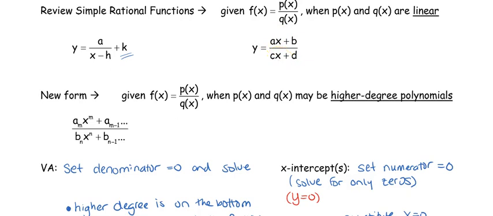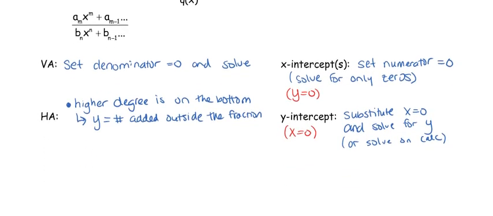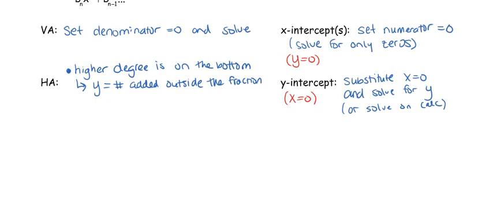a linear on the bottom. The same rule is going to apply, except for now we could have x squared on top, x squared on the bottom, x cubed on top, x cubed on the bottom. So if we have the same degree top and bottom, when that's the case, we have our horizontal asymptote when we divide the leading coefficients.